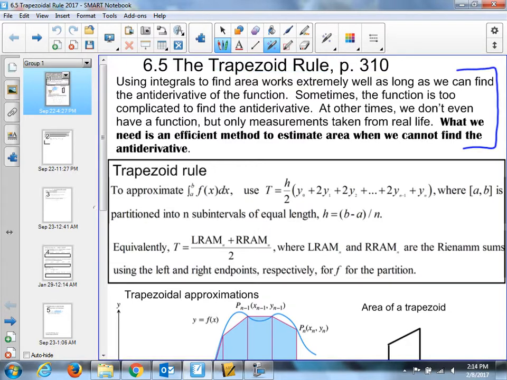Pardon me, my little preamble I included here. Using integrals to find area works extremely well as long as we can find the antiderivative.